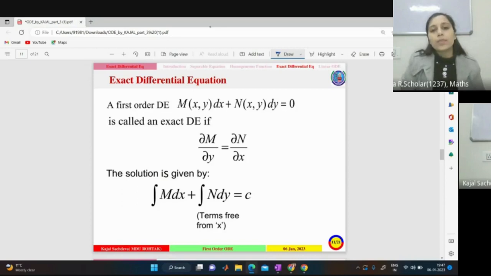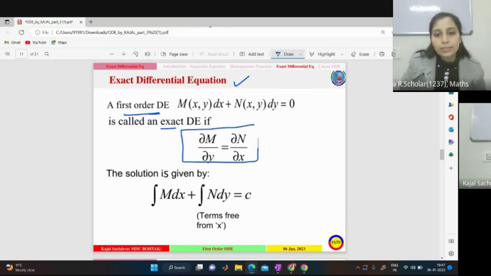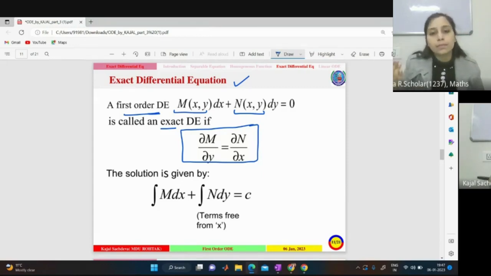Now the next type of equation we can have is the exact differential equation. A first order differential equation is said to be exact if this condition is satisfied. This is the necessary and sufficient condition for the equation to be exact. Just partially differentiate M with respect to y and then partially differentiate N with respect to x. If these become equal, then the equation is exact. Otherwise, we can make this equation exact by multiplying by some function. That will be discussed further.